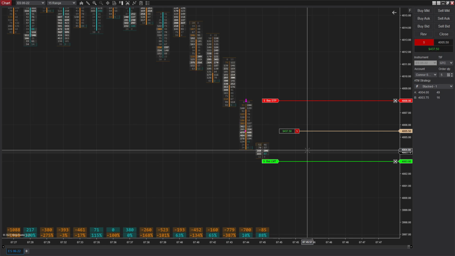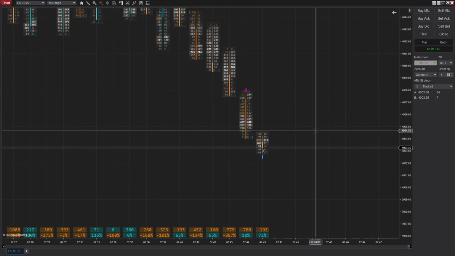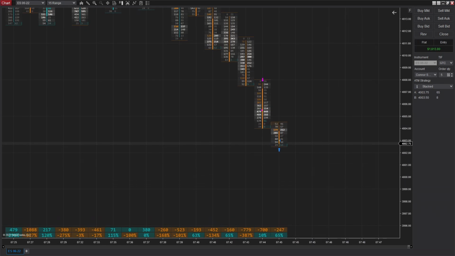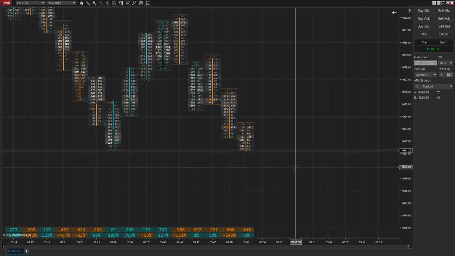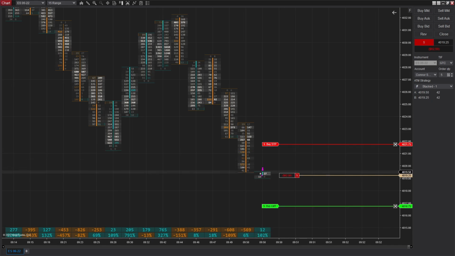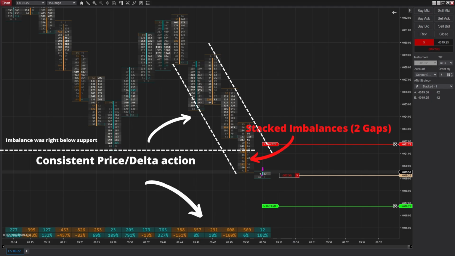Pretty straightforward fill there. Didn't get any real pullback in the long direction, so this goes to show that if you want to be a little bit more risk averse trading this strategy, as long as you're okay with a lower win rate, you can adjust your risk to reward ratio to be a bit more biased towards reward and still do pretty well. We're picking up another short position on these stacked imbalances at this level. We saw a breakthrough of a previous support level as well as some really great price delta action.